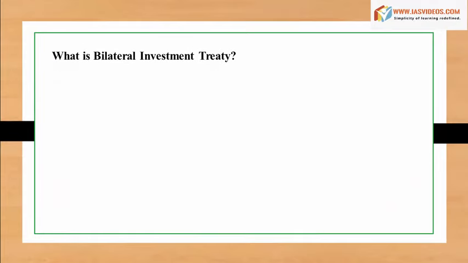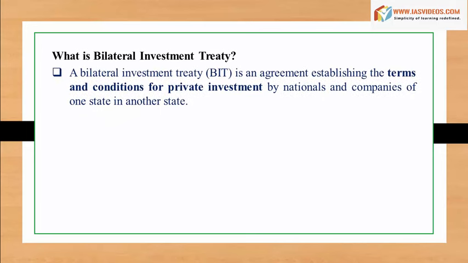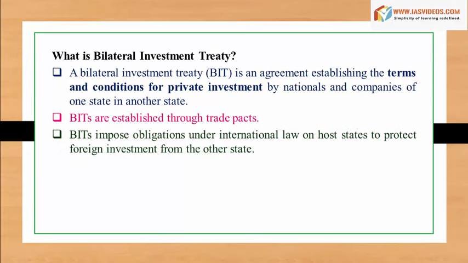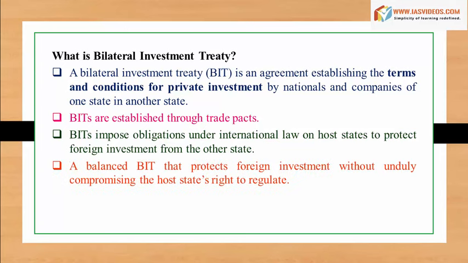What is a Bilateral Investment Treaty? A bilateral investment treaty, BIT, is an agreement establishing the terms and conditions for private investment by nationals and companies of one state in another state. BITs are established through trade pacts. BITs impose obligations under international law on host states to protect foreign investment from the other state. A balanced BIT protects foreign investment without unduly compromising the host state's right to regulate.